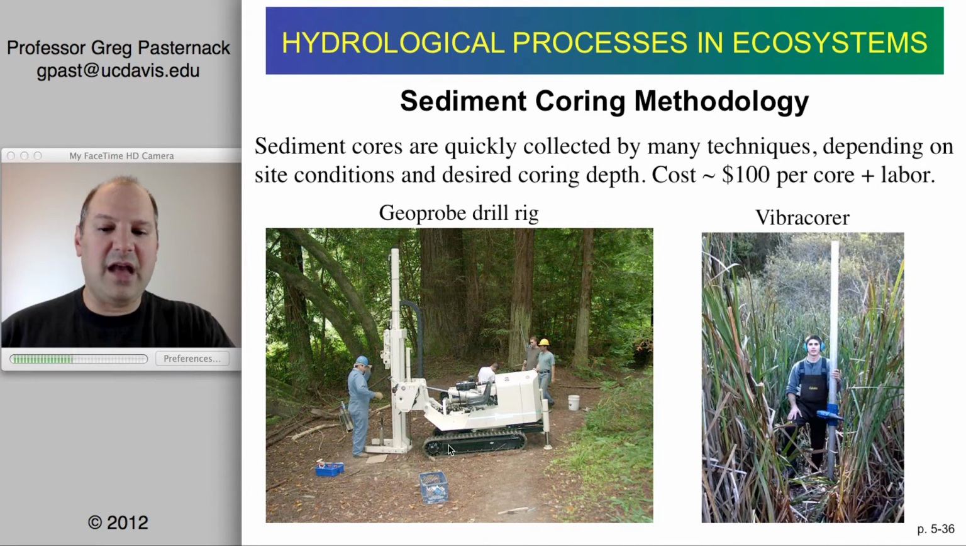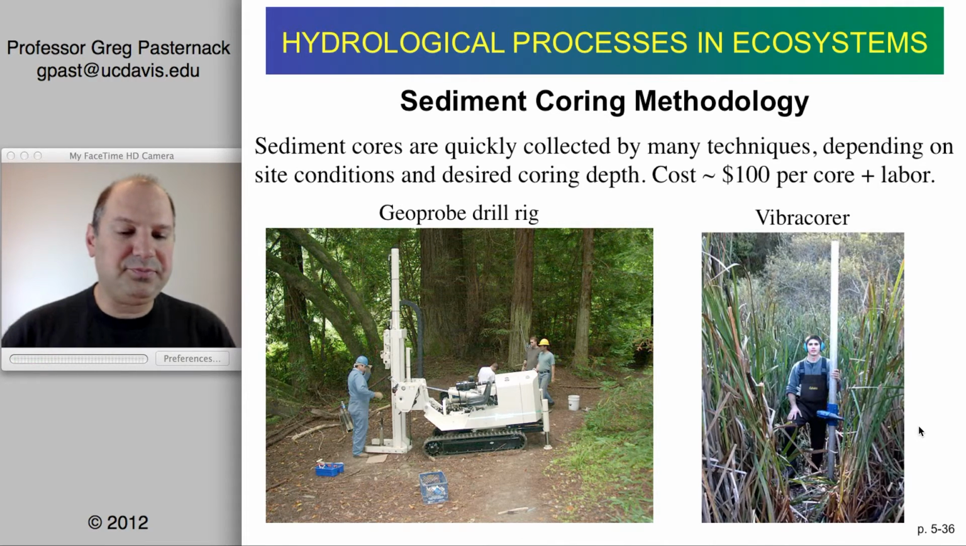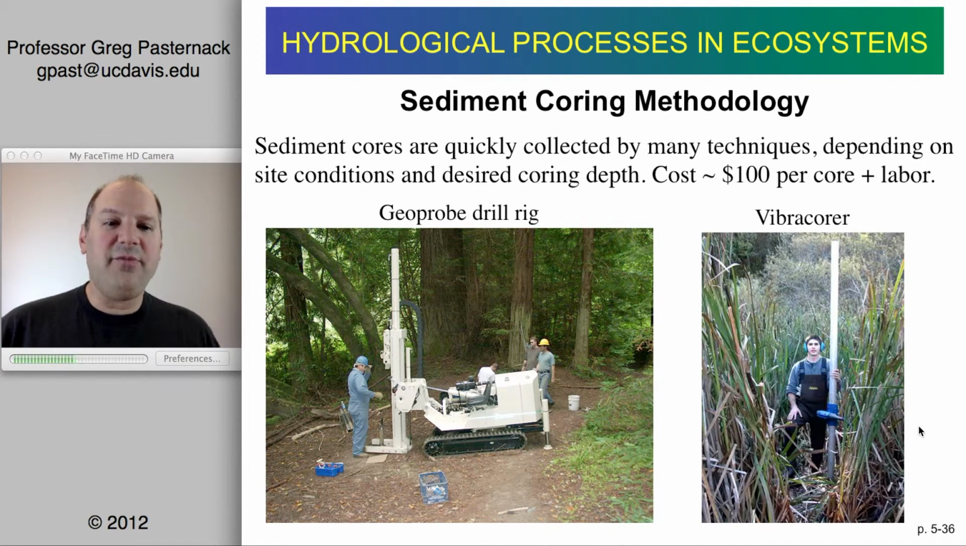Here are two technologies that I've used. A geoprobe drilling rig that we have here in our department is really good for floodplains, and then a vibracore is very good for going into wetlands. Typically with these devices, it might only cost about $100 to collect a core itself, but then there's all the labor involved in that, as well as then the huge amount of effort to process a core, which can be tens of thousands of dollars.